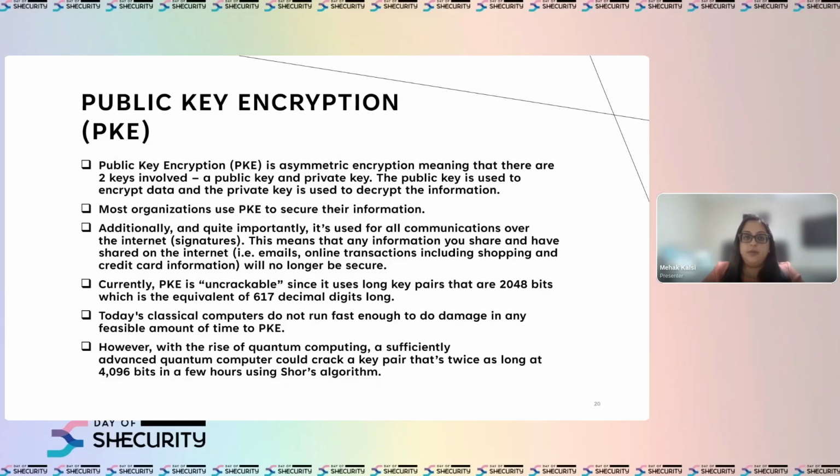Additionally, the information on the internet is also secured by PKE. So this means that any type of communication over the internet, whether it's email, or you're going shopping and buying something with your credit card, any of that, if a quantum computer comes along and runs, it's theorized again, Shor's algorithm, all of that encrypted information that currently a classical computer cannot break in a feasible amount of time just becomes available, okay?